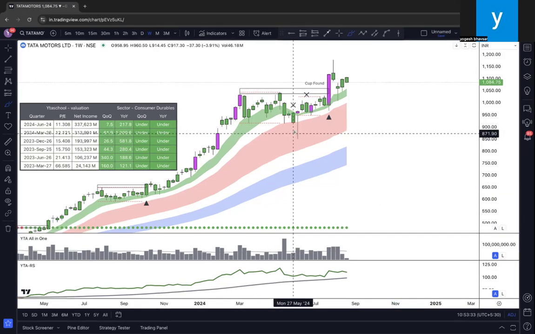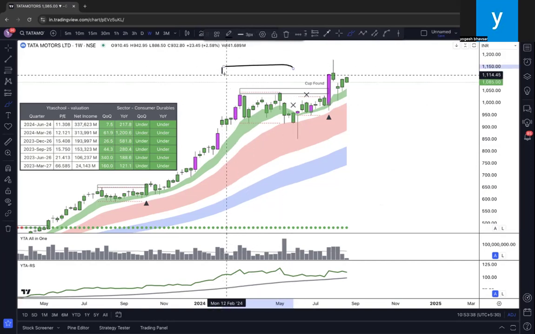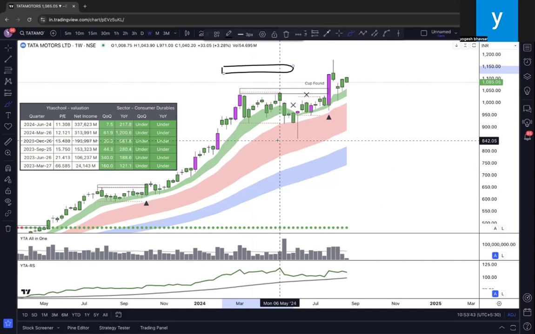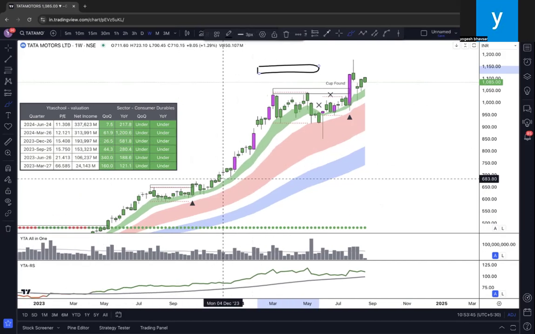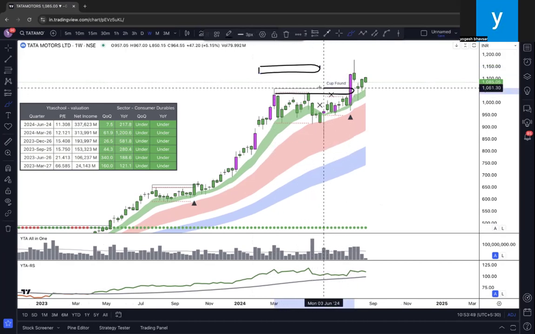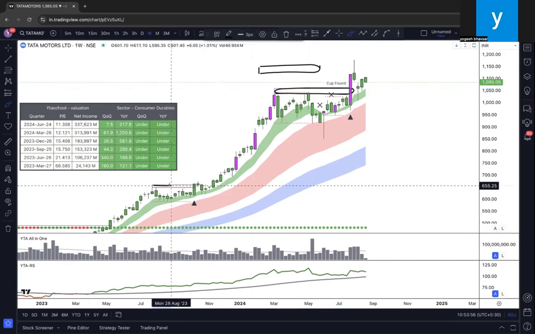Now let us come to another thing. Can you see this kind of black box that has been formed? It is nothing but the stock creating a long-term consolidation resistance. Okay. So what we can see is that the stock is finding difficulty to break out of this area. That means there is some pressure on the price.